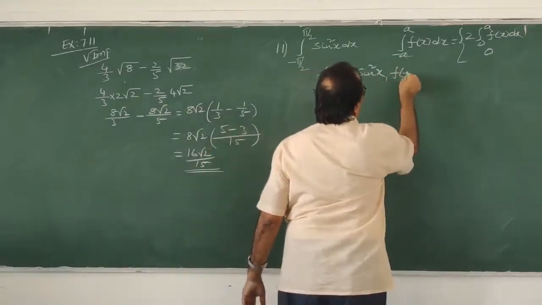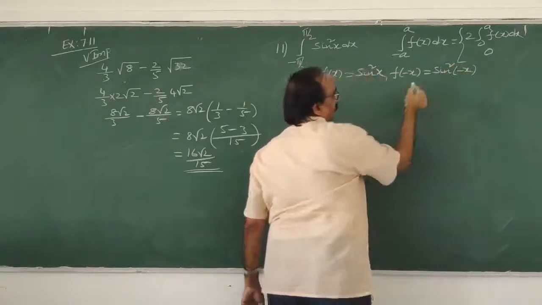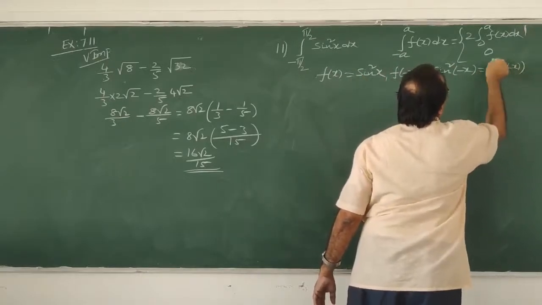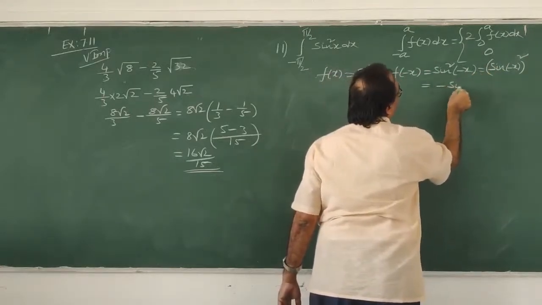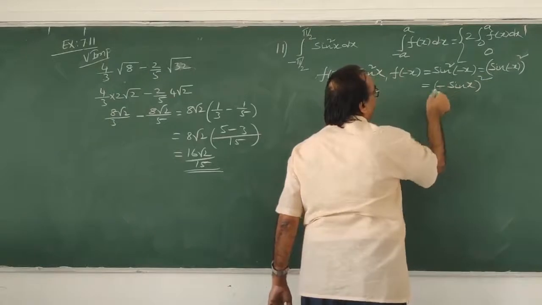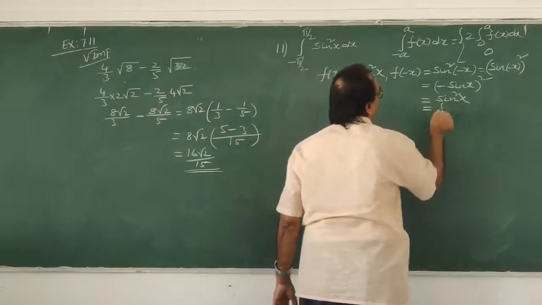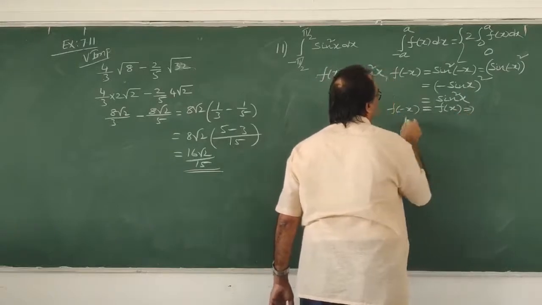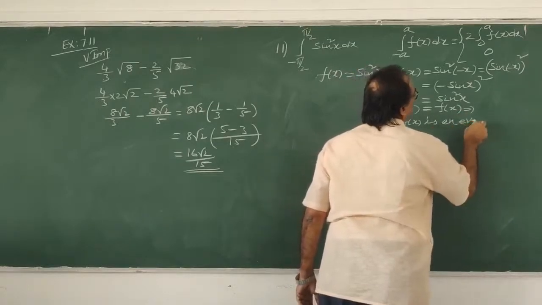So f of minus x is equal to sine square of minus x, which can be written as sine of minus x, whole square. Now tell me, sine of minus theta is how much? Minus sine theta. Very good, nice, whole square. Because of the square, this minus will become plus. So it finally becomes sine square x, which is f of x. So f of minus x is equal to f of x, which implies f of x is an even function.